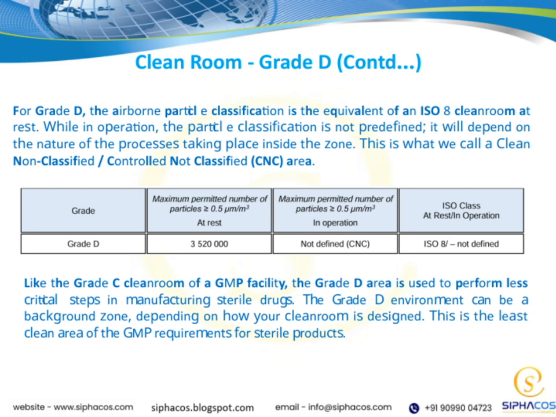When it comes to airborne particles, the classification for Grade D at rest is equivalent to an ISO 8 cleanroom. However, once the area is in operation, the particle levels aren't fixed. They can fluctuate depending on the specific processes happening inside. That's why we often refer to this as a clean non-classified or controlled not classified area. This means that while it's the least critical zone, it still plays an essential role in the overall cleanroom design, ensuring that less critical steps are performed under controlled conditions without compromising the sterility standards required for the final product.